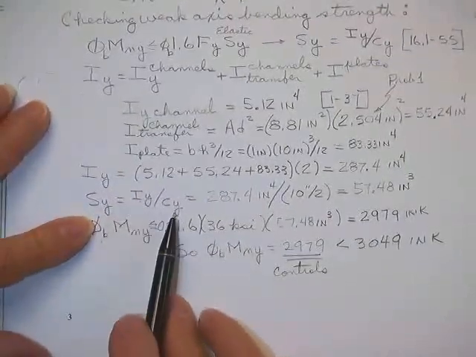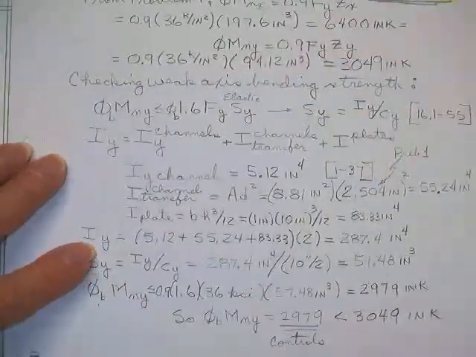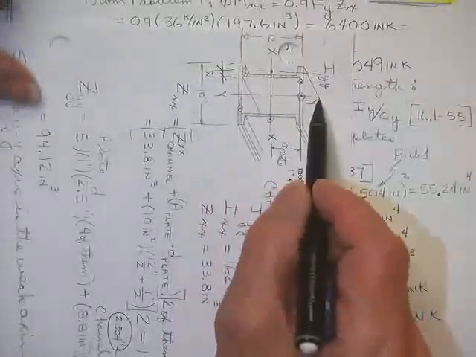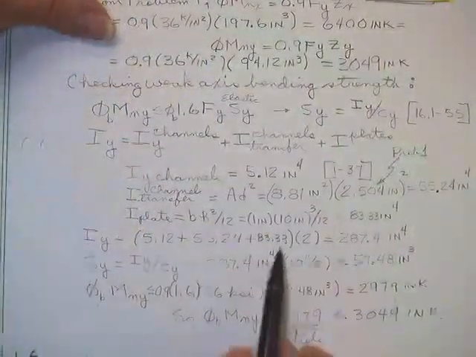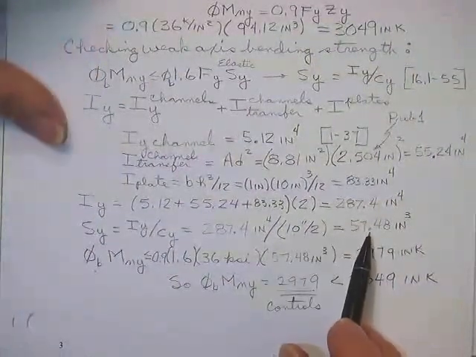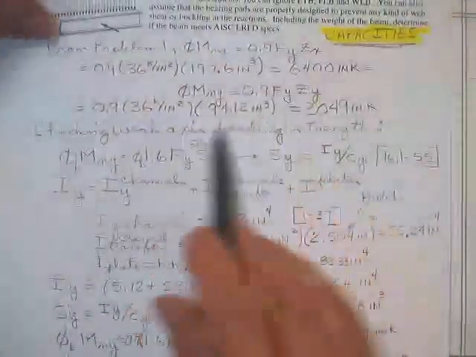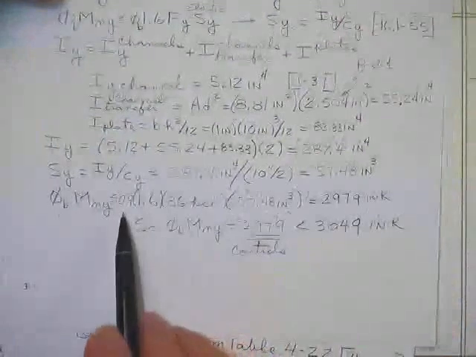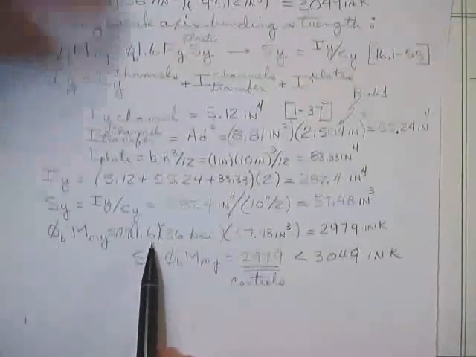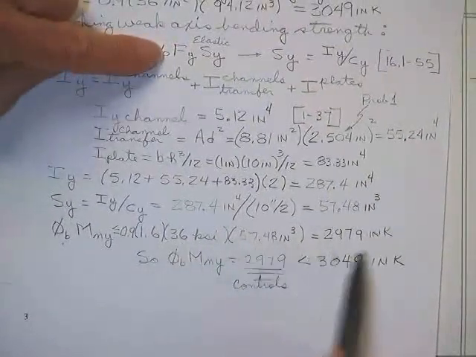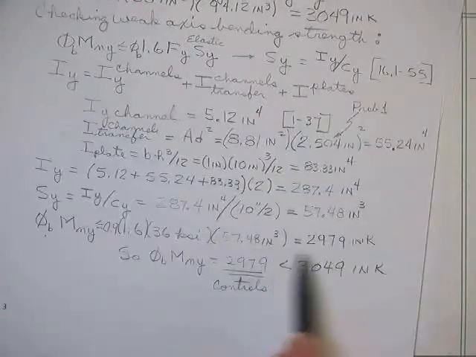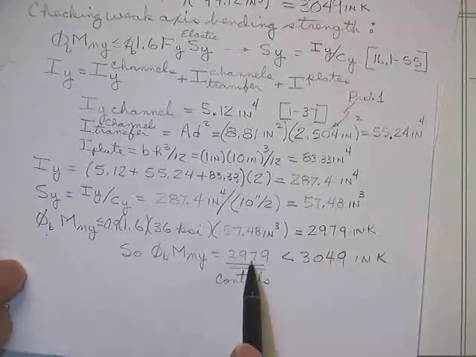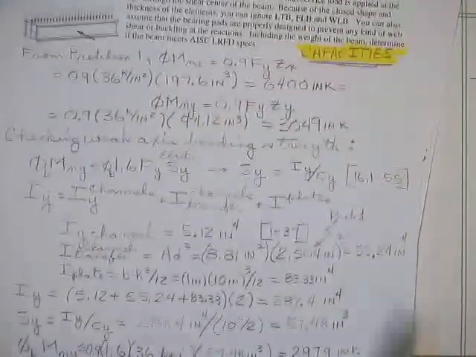So I can calculate the elastic section modulus I over C. That's 287.4. When you look at the section, it's bent about the weak axis. The C distance, how far can you go out without running out of steel? 5 inches. There's your elastic section modulus. You already thought you could have about the weak axis 3049, but to prevent deflection problems, 0.9 times 1.6 times 36 times 57.48. Turns out it did control slightly. You couldn't tell the difference in the real world, but I'd still want you to show me you calculated the number. So that's our capacity about the y-axis.